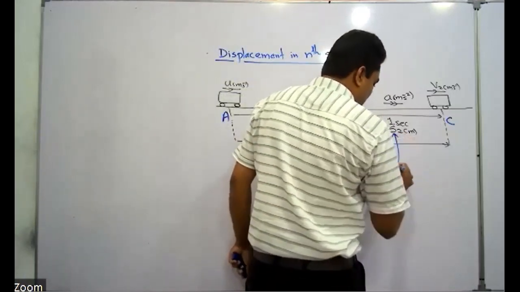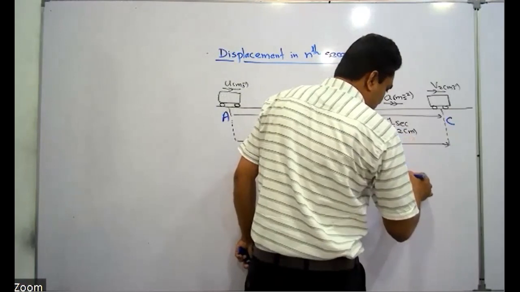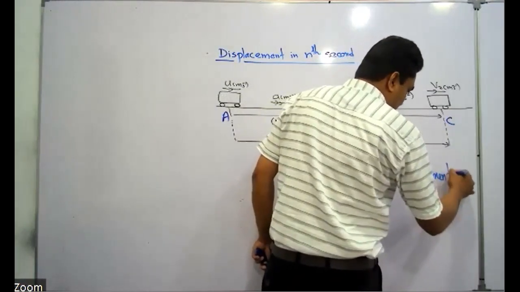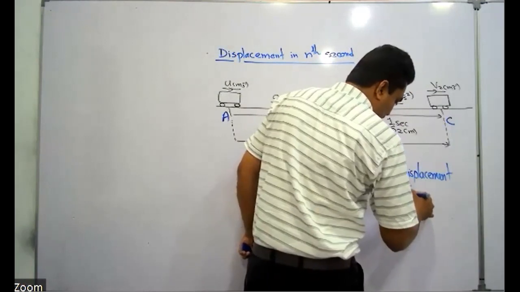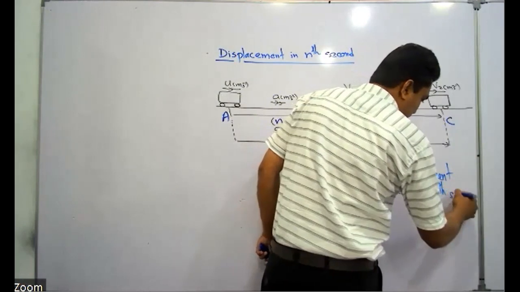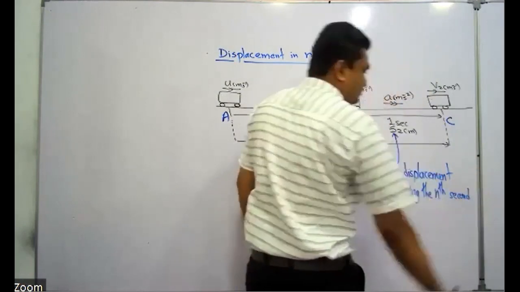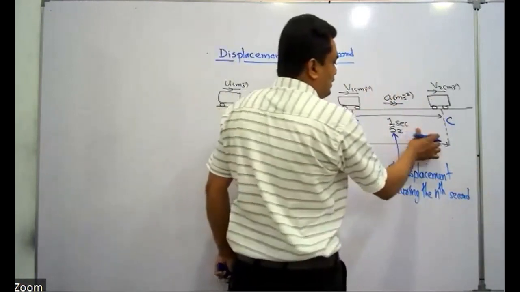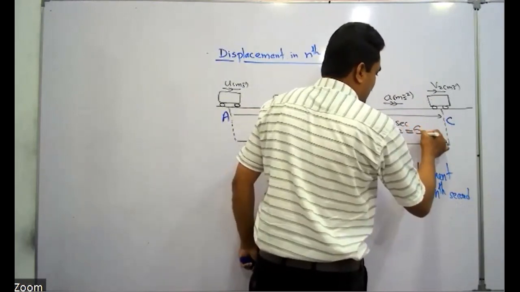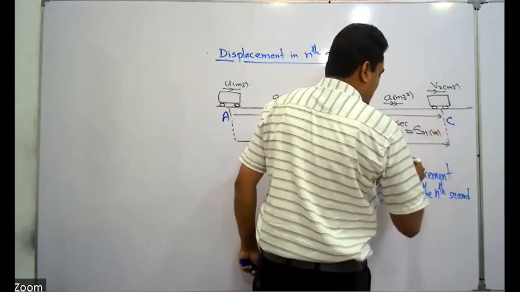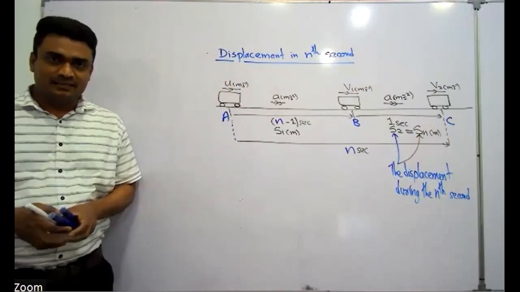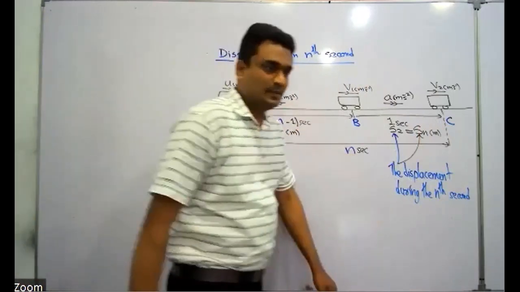So therefore S2 is the displacement during the nth second. Got it? Displacement during the nth second, let me take it as Sn. So what is Sn meter? Displacement during the nth second. Is it clear? Draw the figure.